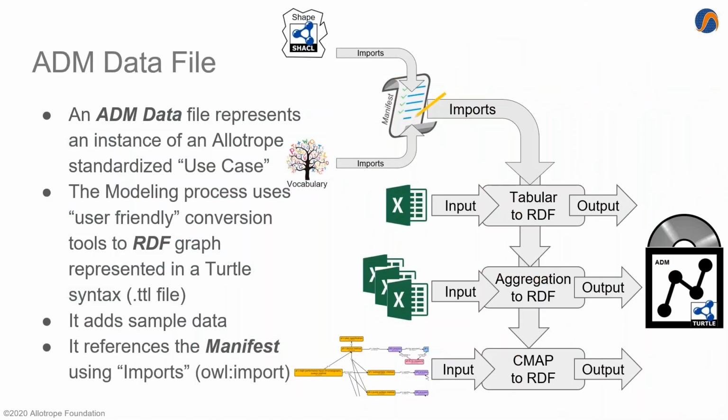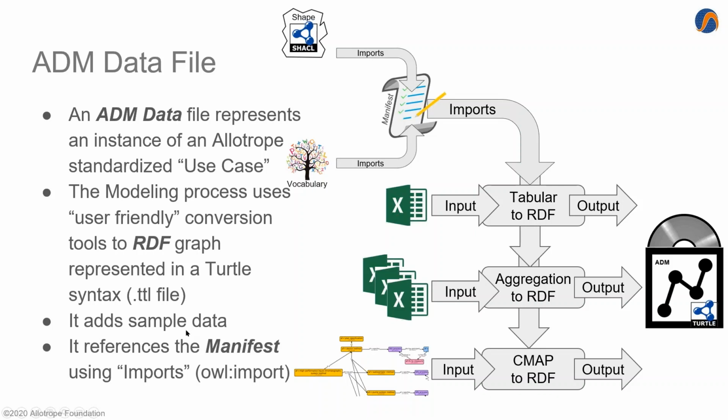So how do we create and how do we produce the ADM data file? Again, the ADM data file, the data instance, represents an instance of the Allotrope standardized use case. In the modeling process, we use a user-friendly conversion tool to RDF graph. We have a tabular to RDF graph tool, we have aggregation to RDF graph, and we have a CMAP to RDF graph that we will dive into in a moment.